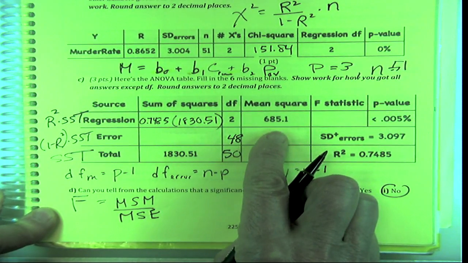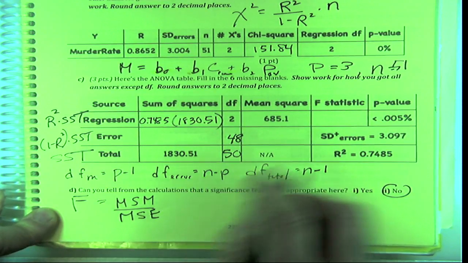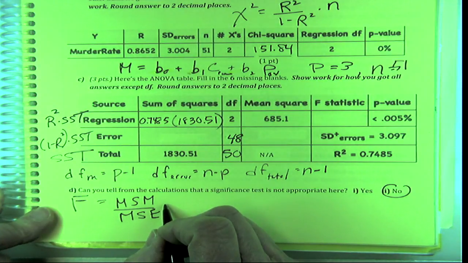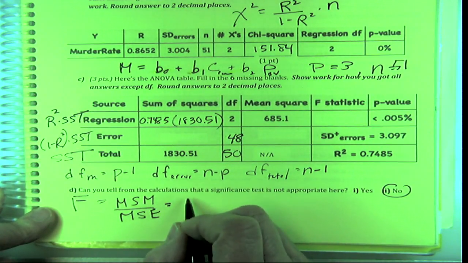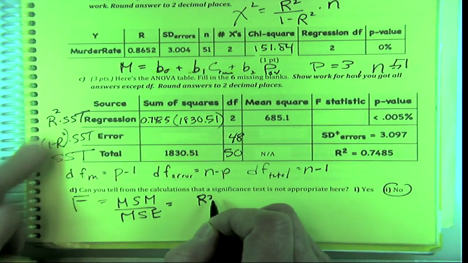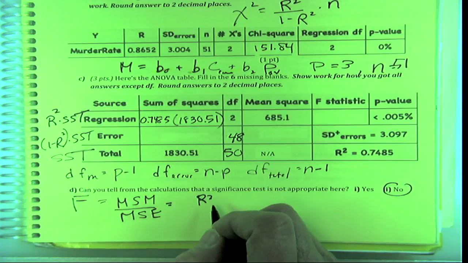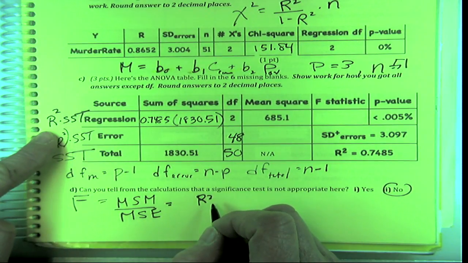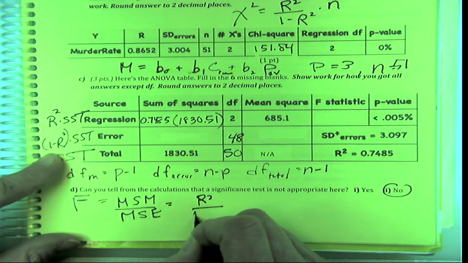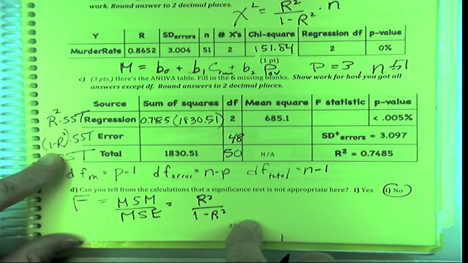So you could do it that way, but you also have R squared, and you can see that it's going to be exactly the same thing. Your mean square model is what? R squared times SST over 1 minus R squared times SST. So the SSTs cancel out.